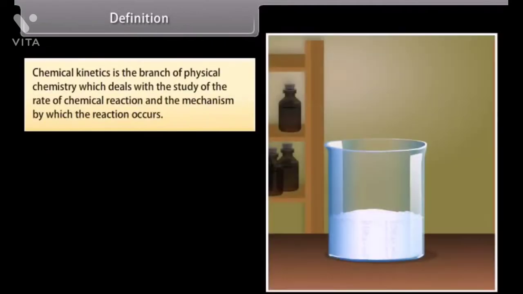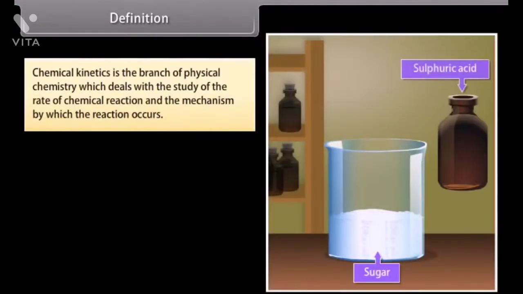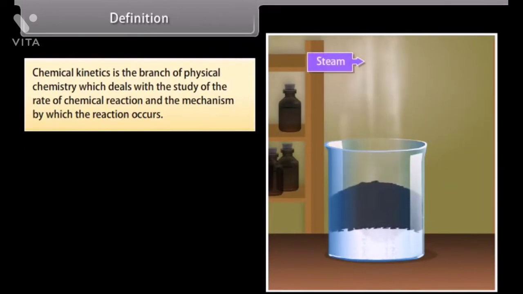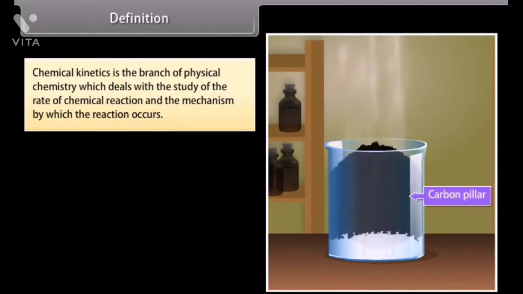Definition. Chemical kinetics is the branch of physical chemistry which deals with the study of the rate of chemical reaction and the mechanism by which the reactions occur.